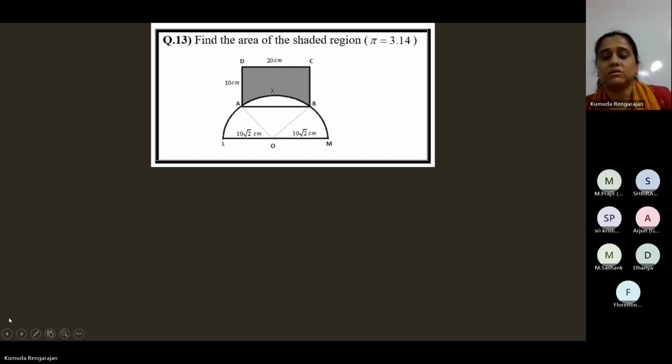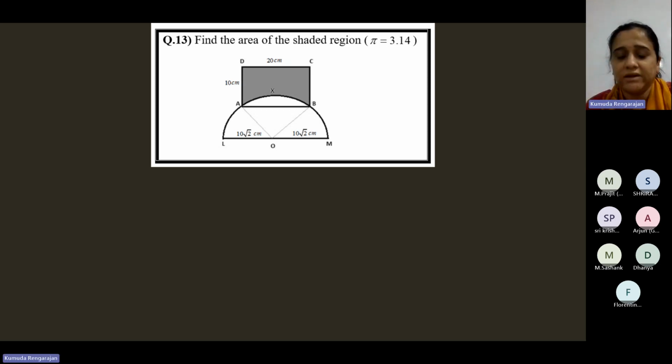So here again, Sashank told us the main idea as to how to find the area of the shaded region. It's the area of the rectangle ABCD minus the area of the segment AXB. A segment is a part of a sector. A sector has a triangle and a segment in it. So the area of the shaded region is the area of the rectangle minus the area of the segment. Okay, that's correct.